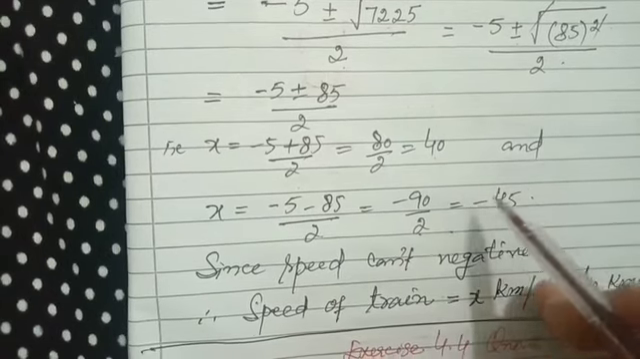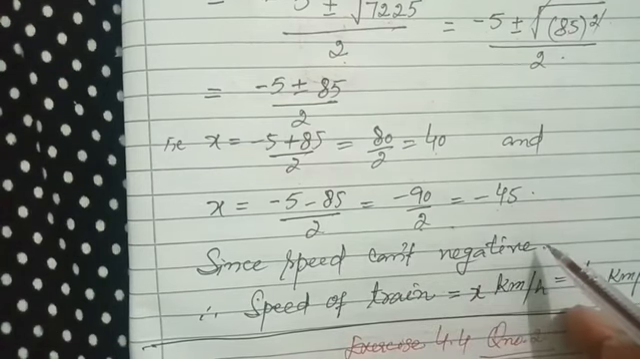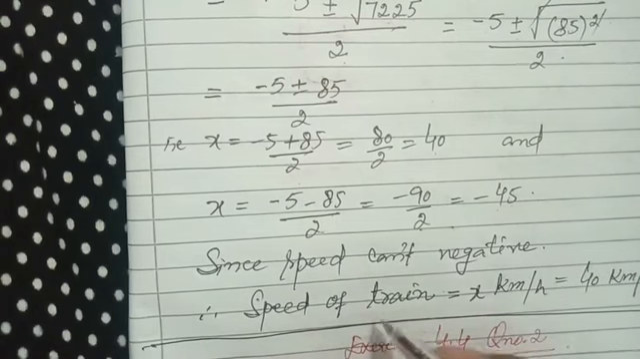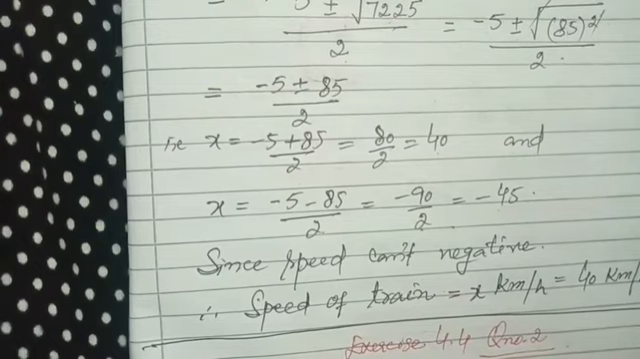Then you can see here, since speed cannot be negative, speed is never negative as it is a scalar quantity, you know, in physics. Therefore the speed of the train, called x km per hour, is 40 km per hour.